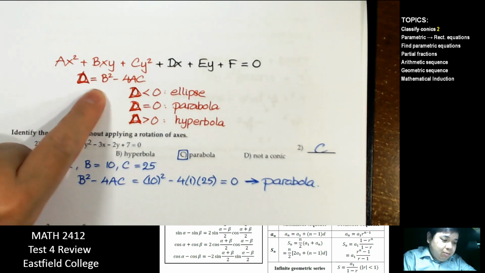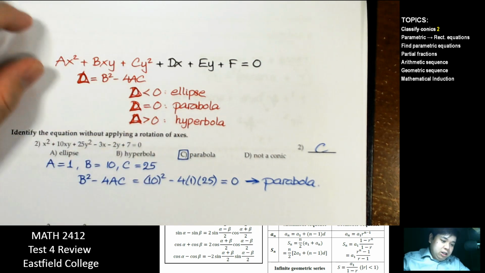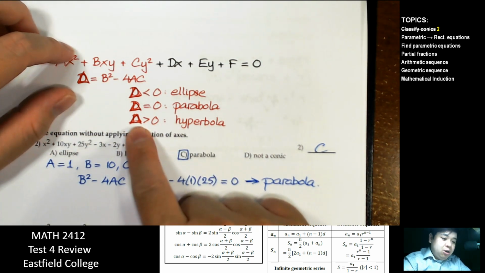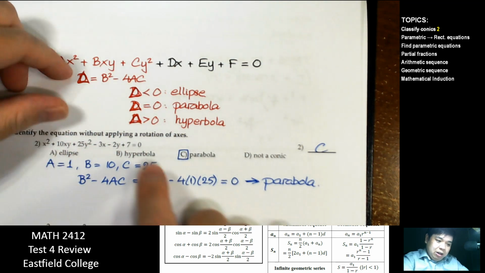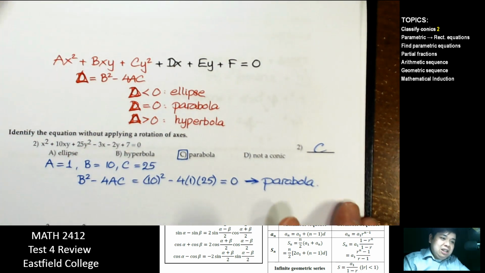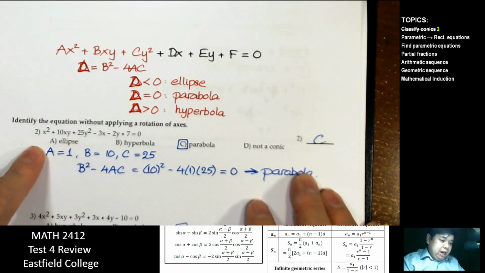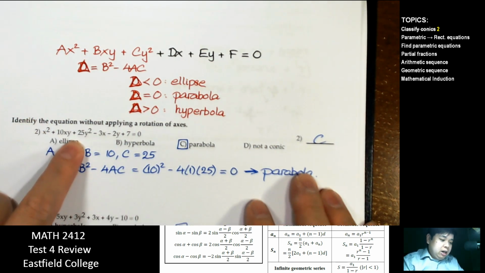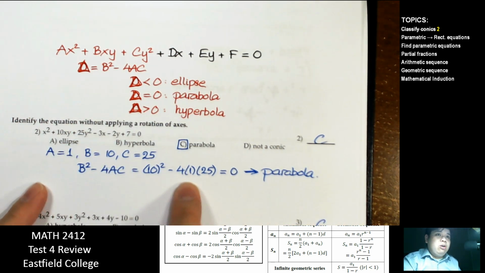And if it is less than 0, it's an ellipse; equal to 0, a parabola; hyperbola will be greater than 0. Hyper meaning greater than 0, I mean that makes sense. Anyway, so a equal to 1 for the first one, b equal to 10 and c equal to 25. Put in the formula, that equal to 0 is a parabola.